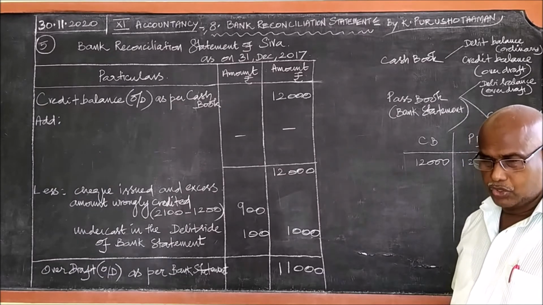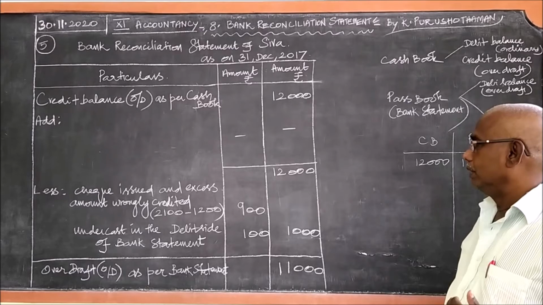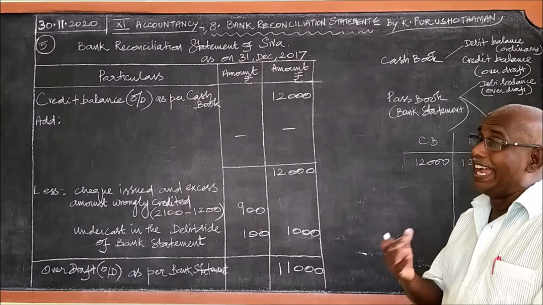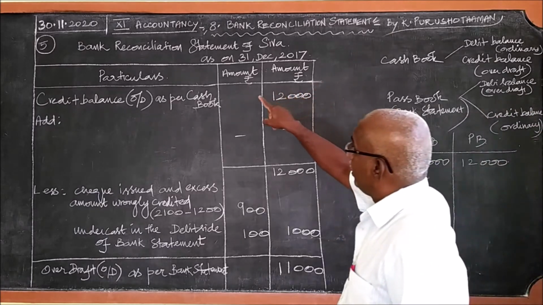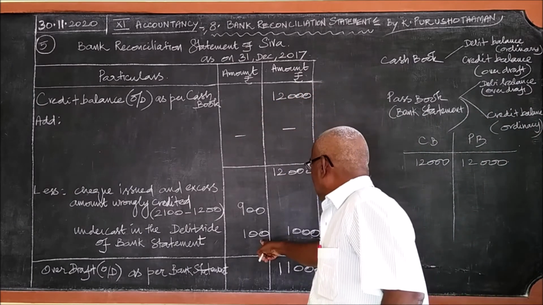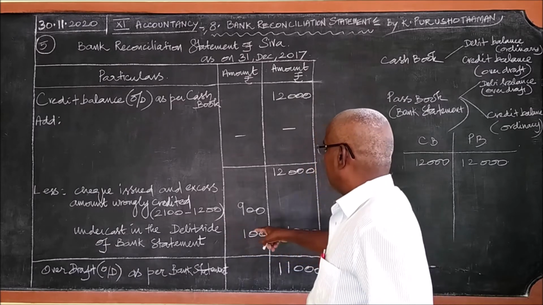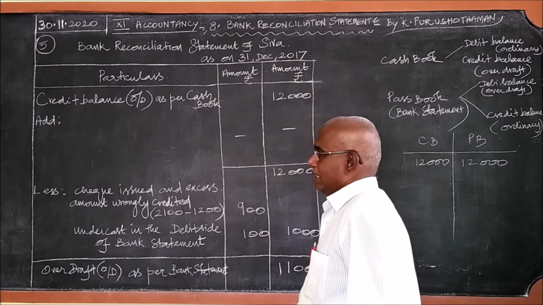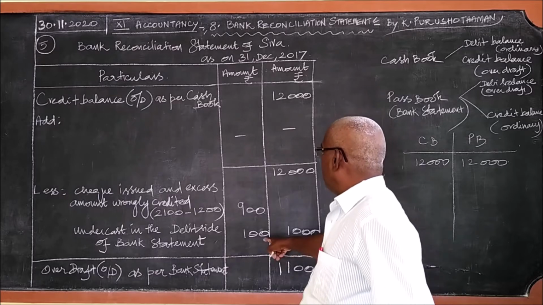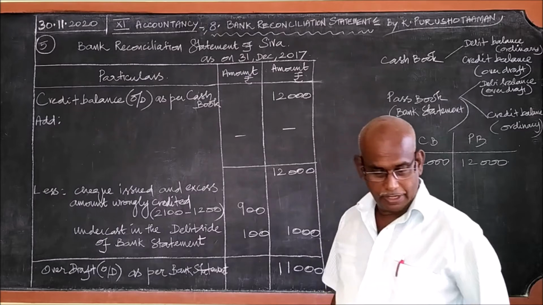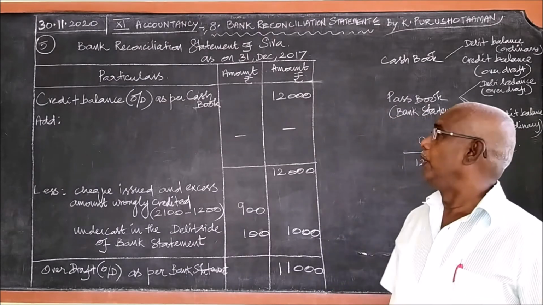Less, the total was put too low. To equalize the total, the lesser amount that was put should be added. But it is an overdraft, so it should be less. Therefore, less 100. Undercast in the debit side of the bank statement, 100. So the total amount to be subtracted, to be minus, is 1,000. With this, the problem is over.